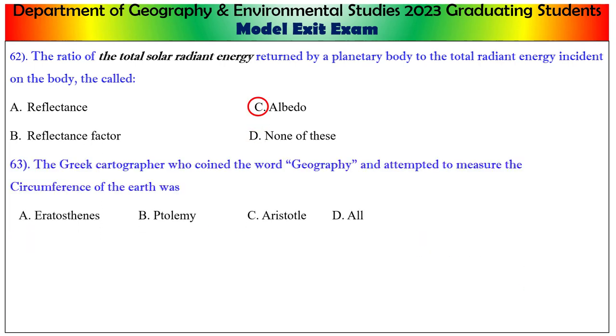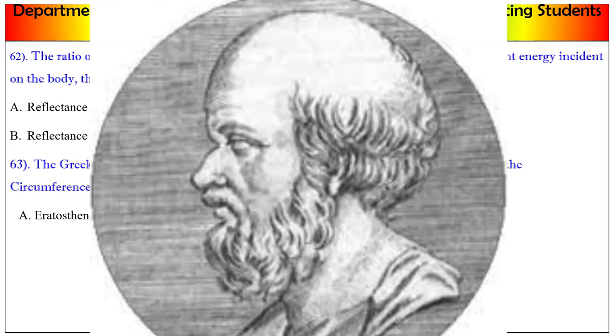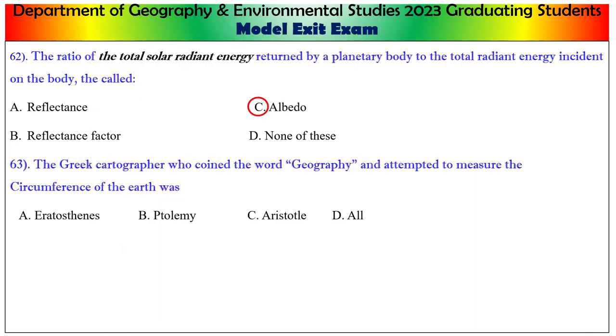Question number 63. The Greek cartographer who coined the word geography and attempted to measure the circumference of the earth was: A. Eratosthenes, B. Ptolemy, C. Aristotle, D. All. The answer is Eratosthenes. Eratosthenes was a Greek mathematician, geographer, and astronomer, as well as a cartographer. He is credited with coining the term geography and making significant contributions to the field. He is particularly known for his attempt to measure the circumference of the earth around the 3rd century BC. So the answer for this question is Eratosthenes.